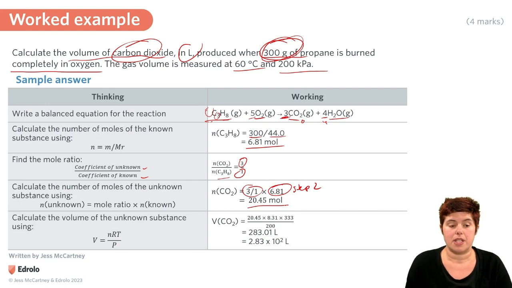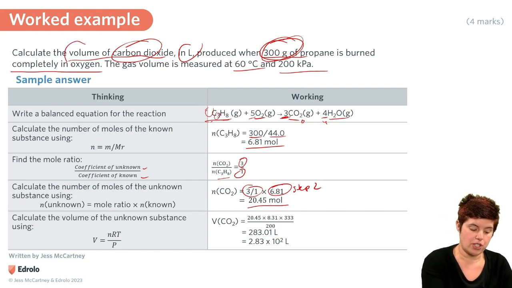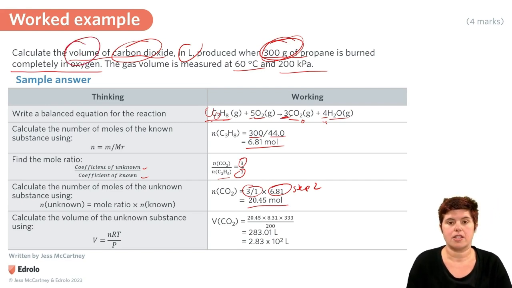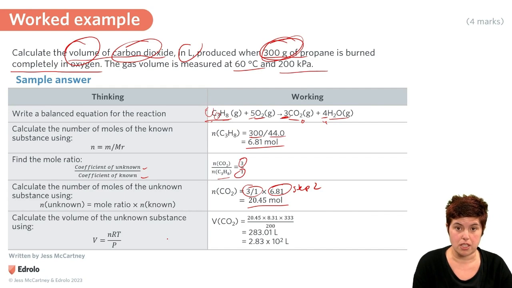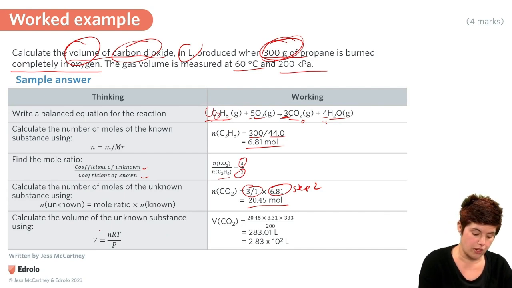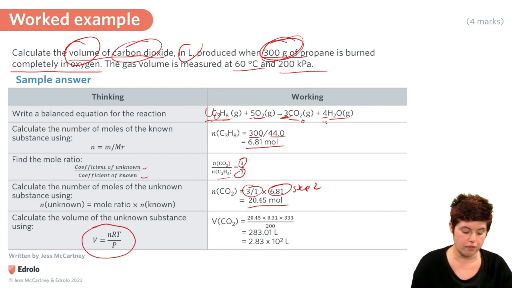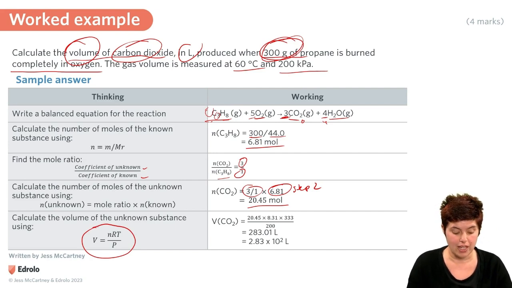The last step is to calculate the volume, so actually answer the question. Now, like I said, because there are conditions involved here, we actually have to use the PV equals nRT formula and rearrange to find the volume, which is what we've done here. So volume is equal to nRT over P. So we're going to put all our values in.